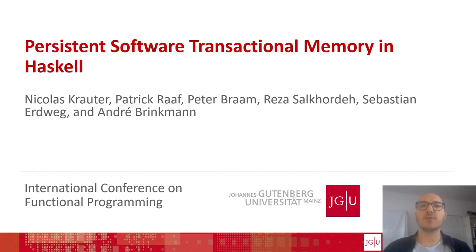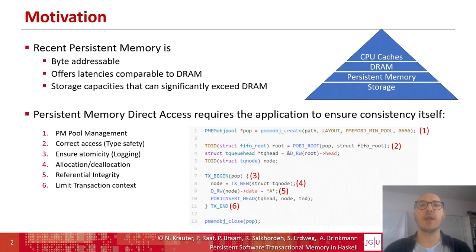Hello, I'm Nicholas Krauter, and welcome to our presentation on persistent software transactional memory in Haskell. In recent years, persistent memories, which are also called non-volatile main memories, have been gaining traction. They fill the gap between storage and DRAM with their unique characteristics. They are byte addressable, offer latencies comparable to volatile memory, and are a viable candidate for mass long-term storage due to their large capacities and persistent properties.